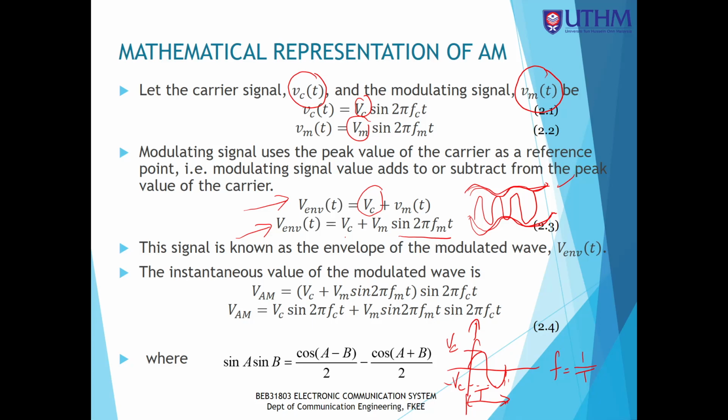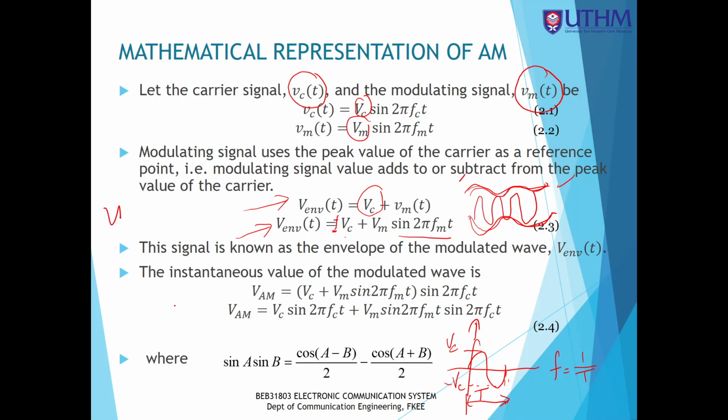Nanti kita akan lihat. So this one, actually we have the value here. Nanti kita akan lihat bahawa di sini sebenarnya boleh jadi plus minus. Dia boleh jadi ada plus and minus. So over here we can have the plus and minus actually, because we have two sides, upper side and also the lower side. Nanti kita akan lihat.